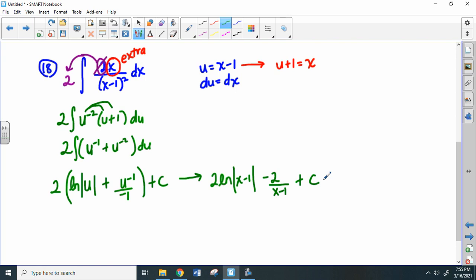All right, so that one is a very different one because we had extra, so we had to use our u equation to do a little solving, all right, and then we were able to make it work. All right, so let me give you another one or two like that.